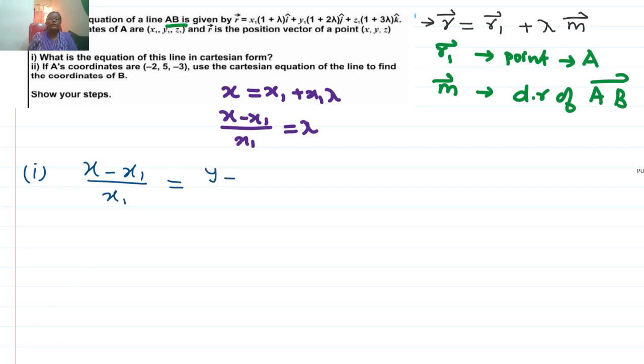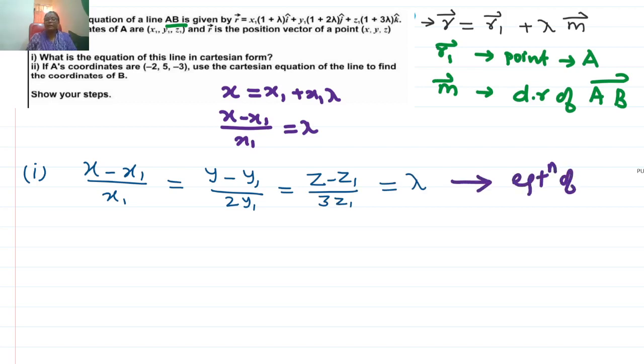When you see the y component, you get y minus y1 upon 2y1, which will be lambda. Likewise, z minus z1 upon 3 times z1. All this is equal to lambda. This is the equation of AB in Cartesian form. Right? So now the first part of the question is over.